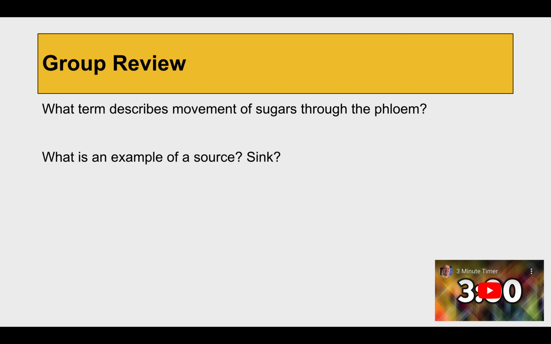All right, hopefully you have paused the video there. We talked about what term describes movement of sugars through the phloem. Well, that would be translocation. And what is an example of a source? It might be areas that are photosynthesizing, so primarily leaves. And then sink is anything that is not photosynthesizing, like the roots, some stems, flowers, fruits, new growths.